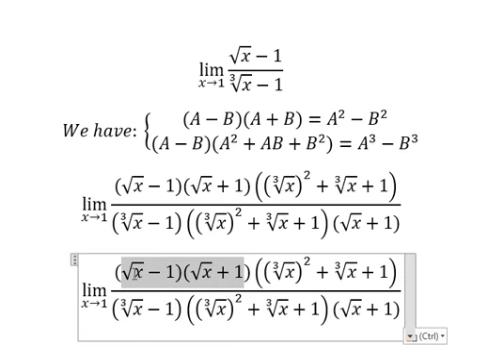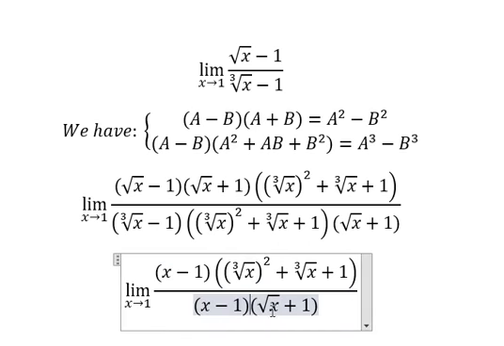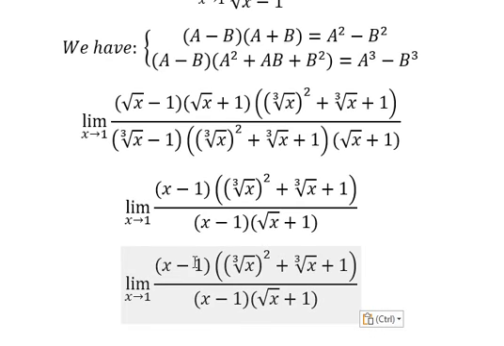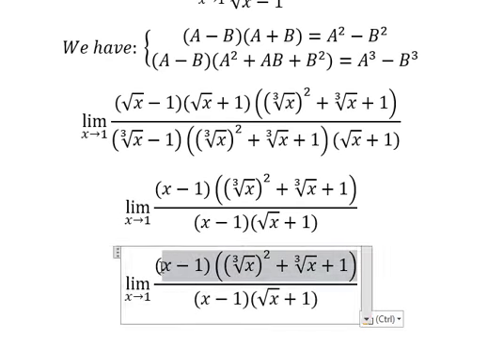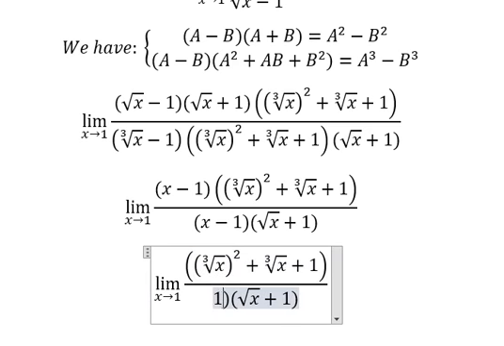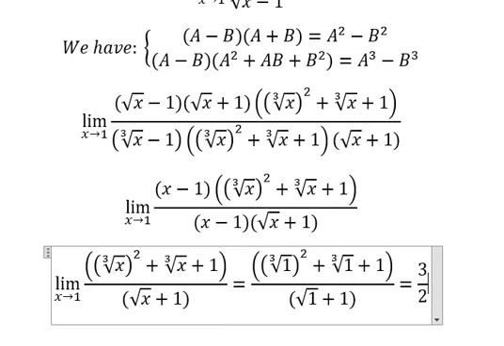So this one we have x minus 1. This one we have x minus 1. And now we need to simplify x minus 1 on numerator and denominator. Now I will put number 1 going here, here and here. So we have the final answer. So this one we have 3 over 2.